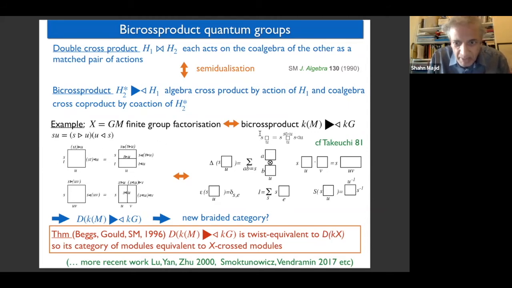So I'm going to label the edges of the plaquette here by elements of M and elements of G. And I'm going to fill in the other two corners by the action. So if I have S and U here, then as U goes upwards, it gets acted upon by S. And as S goes to the right, it gets acted upon by U. So that's my diagrammatic representation of the action. And then the matching conditions, which are deduced from the factorization, say that if you take two of these plaquettes and glue them together along an edge where they match, then that's the same as taking the whole plaquette. So it's a kind of surface Stokes' theorem kind of condition.